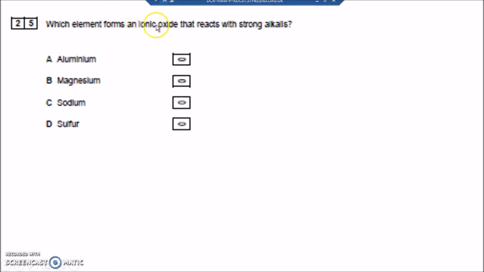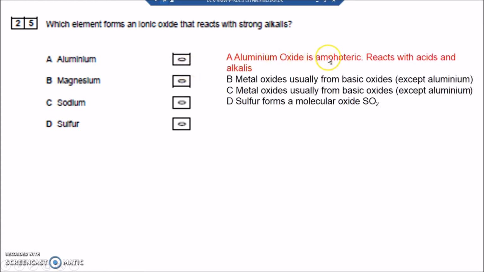25. Which element forms an ionic oxide that can react with strong alkalis? You're just going to learn this really. Aluminium is something called amphoteric. It can show acidic and alkaline properties. It can react with alkalis. Aluminium oxide is amphoteric, reacts with acids and alkalis.